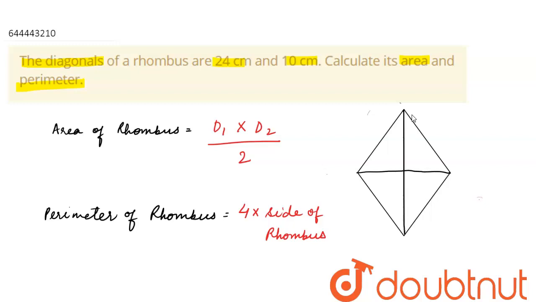Okay, so we got the diagonals of the rhombus, and it is given that one diagonal is 24 centimeter. So this diagonal is whole 24 centimeter, and this is 10 centimeter. Okay, so first of all, let's find the area of the rhombus, because it's easy to find, because it is diagonal 1 into diagonal 2 upon 2.